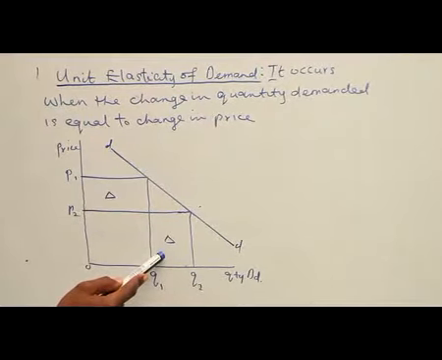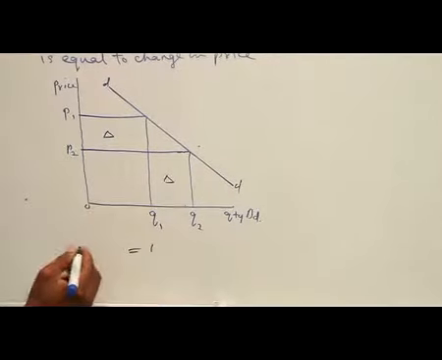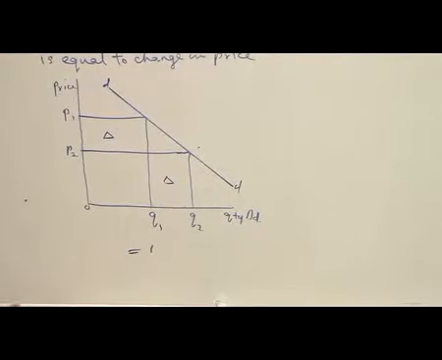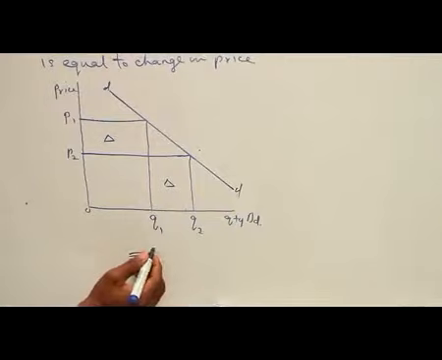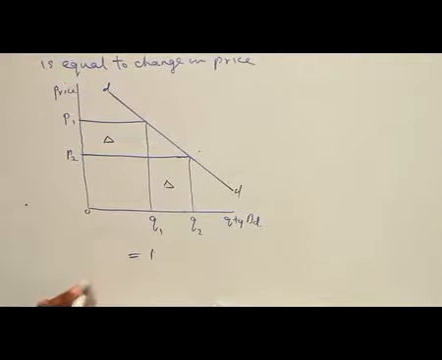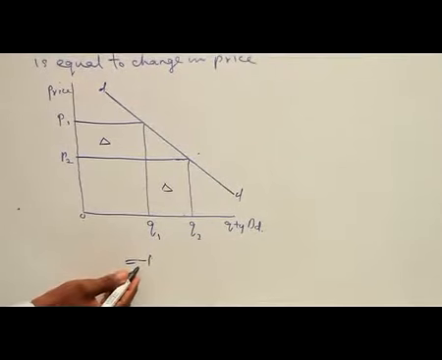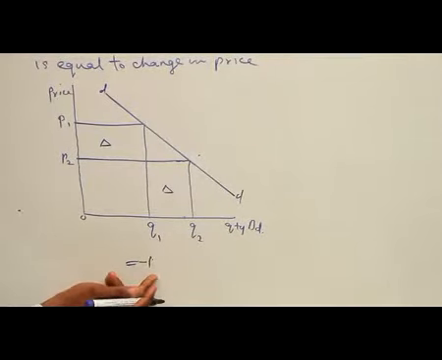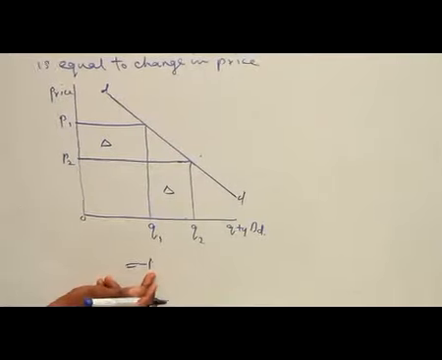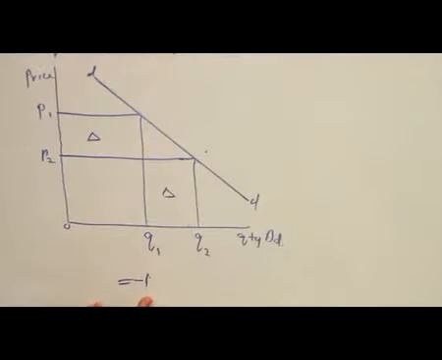And the coefficient of unit elasticity of demand is always equal to 1. After the calculation, we are going to have the answer to be 1, although it's going to be minus 1, but we ignore the negative sign and interpret the value. So that is, in unit elasticity of demand, we have the coefficient to be minus 1, so you ignore the negative sign, interpret the 1. So it's always equal to 1.